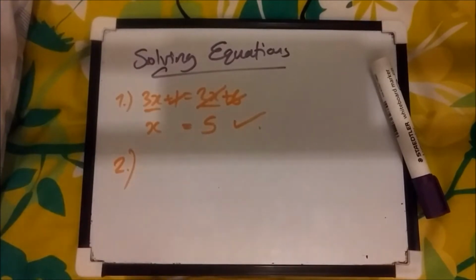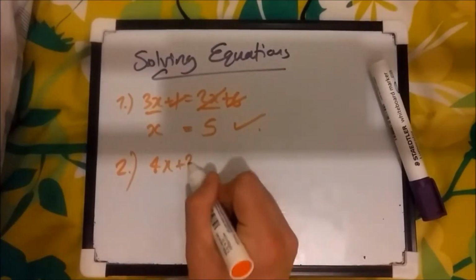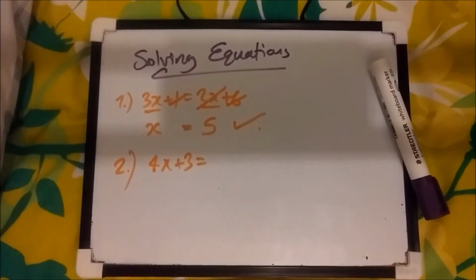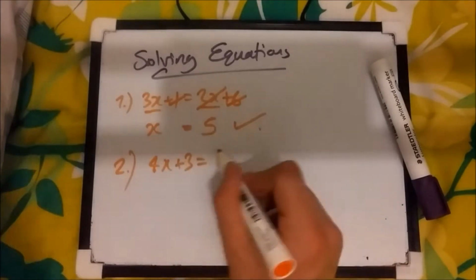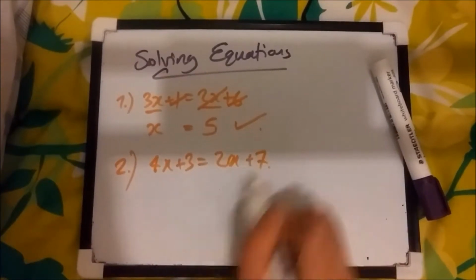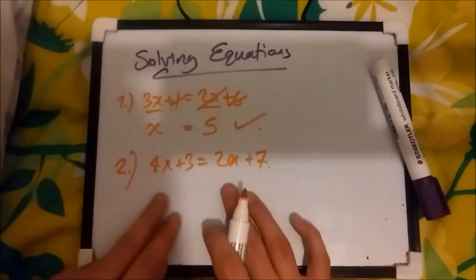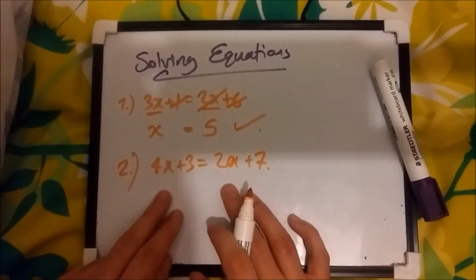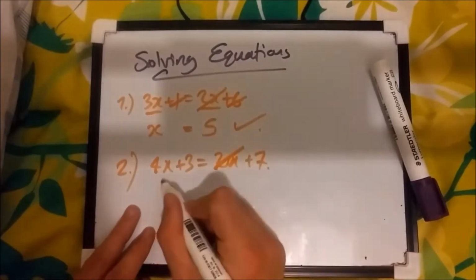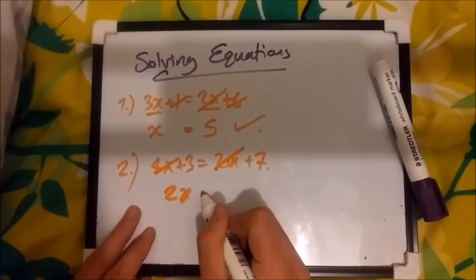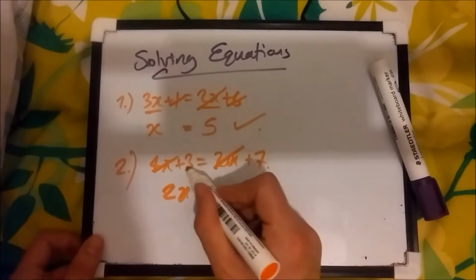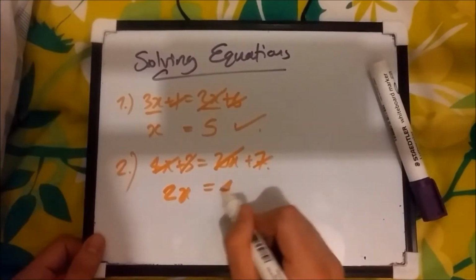The second equation will be 4x plus 3 equals 2x plus 7. Okay, slightly more challenging but dead easy. Once again, same procedure. So subtract 2x from both sides to eliminate. So this would become 2x here. Subtract 3 from both sides and this would become a 4.